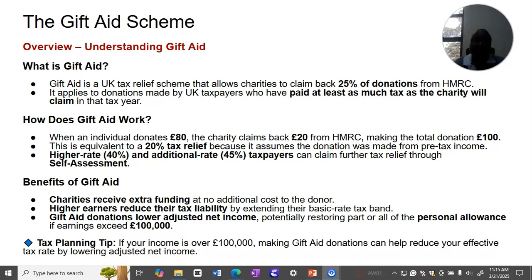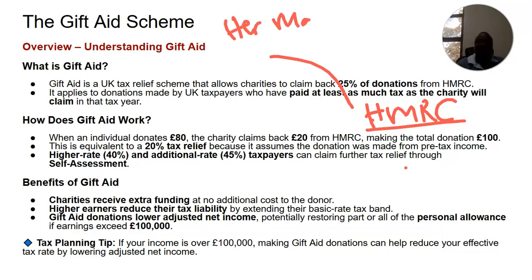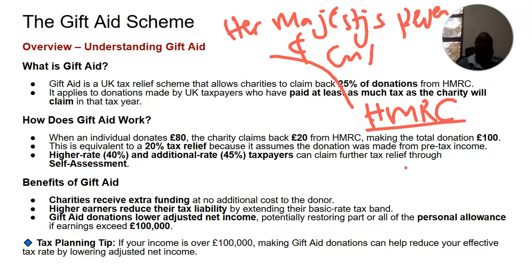So what is Gift Aid? Gift Aid is a UK tax relief scheme that allows charities to claim back 25% of donations from Her Majesty's Revenue and Customs, the HMRC.